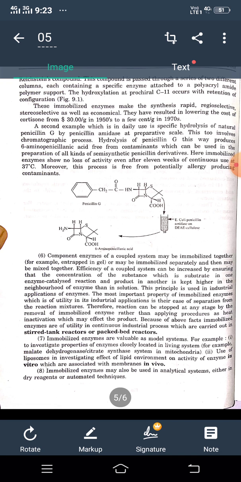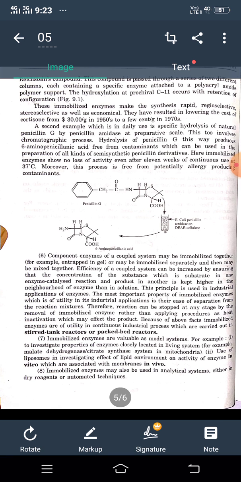Secondly, use of liposomes in investigating effect of lipid environment on activity of enzymes in vitro which are associated with membrane in vivo. Then lastly, the last application is that these types of enzymes may also be used in analytical systems either in the dry reagents or automated techniques.